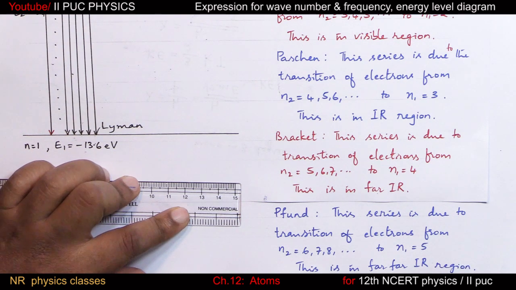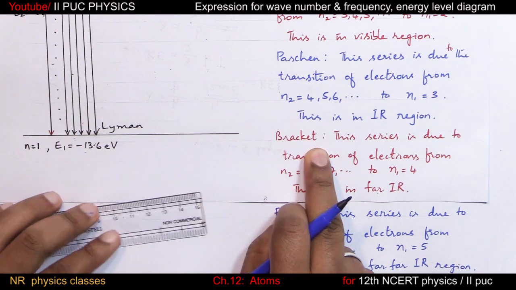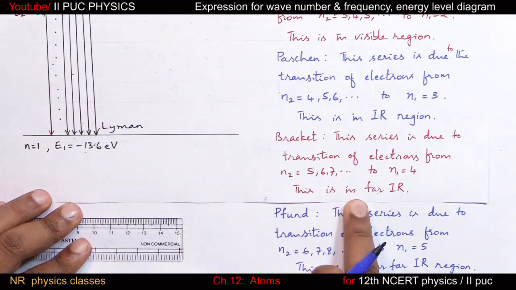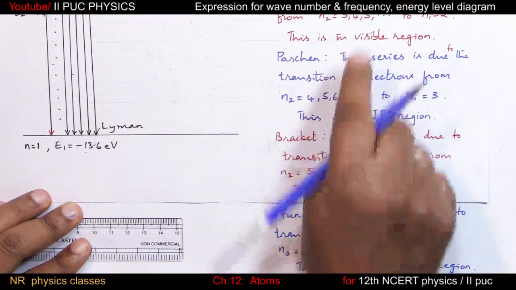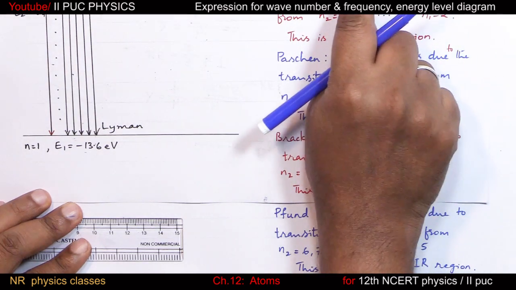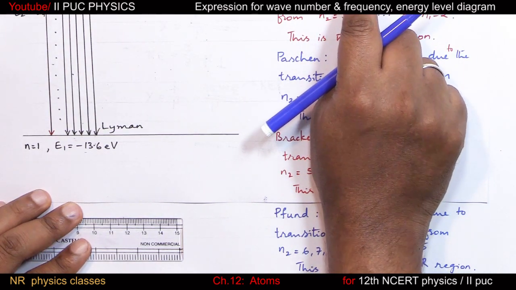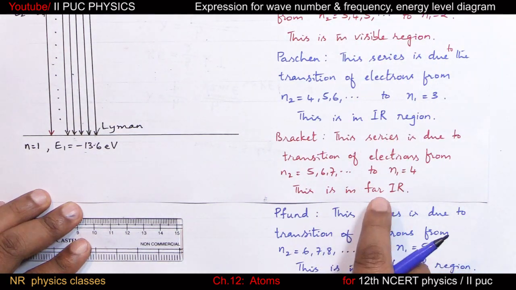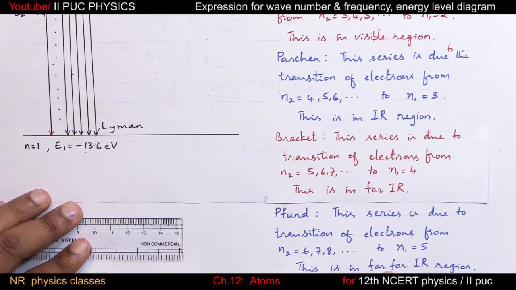Okay, so this question can be asked for 5 marks. You have to write the energy level diagram, then in this you have to mention the transitions as well as the region in which each falls, whether it is in UV, visible, IR, or far IR. Okay.